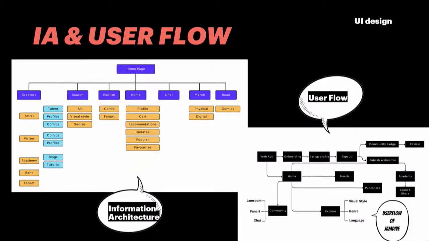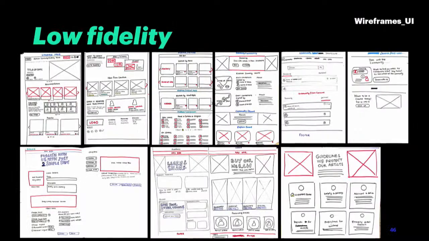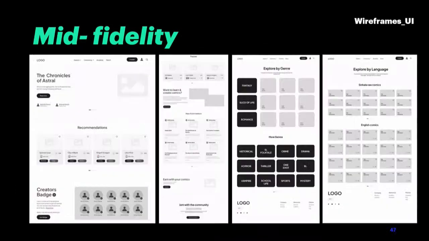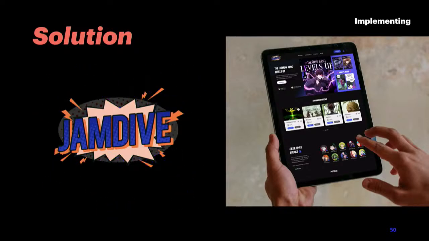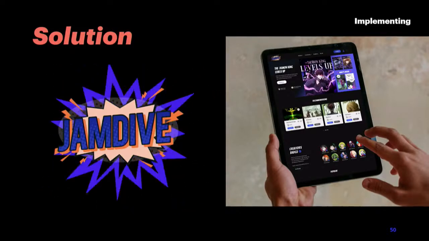And then information architecture and user flow was created to understand the web application Jam Dive more. And I created low fidelity wireframes, mid fidelity. I conducted research, user tests with low fidelity, mid fidelity, as well as high fidelity. And that's how I came up with the final solution called Jam Dive.